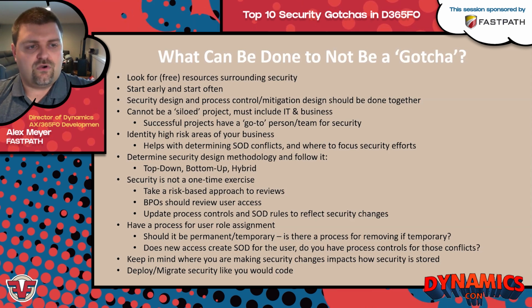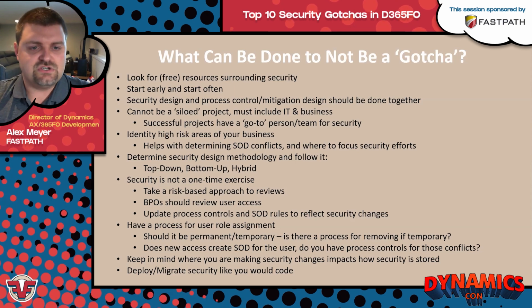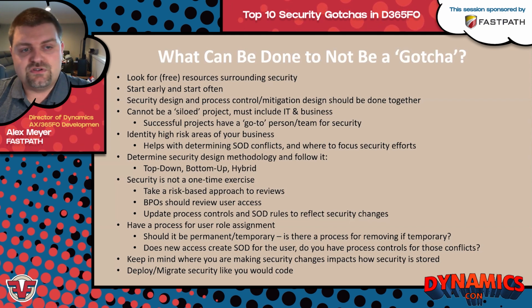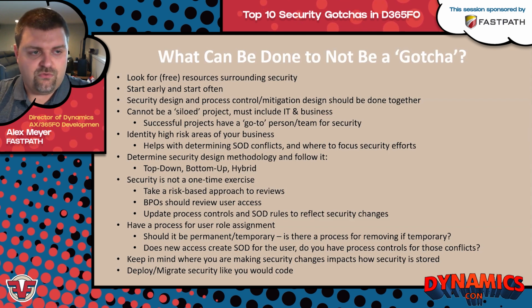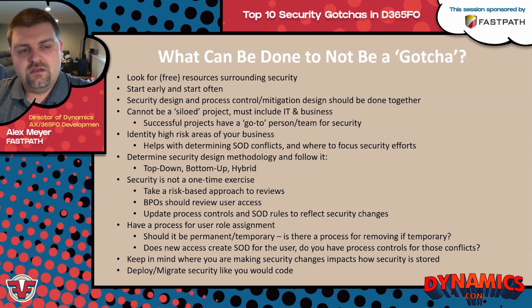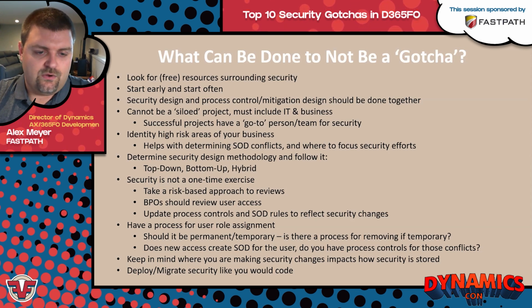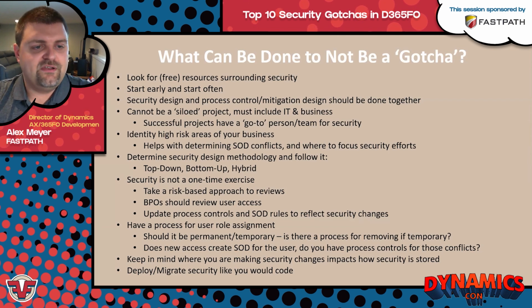If you do that and you start early and start often by making sure that it's brought up and that people are actually doing it, that's going to make sure that security stays at the forefront of your process as it's going through its upgrade or implementation. Your security design and process controls and mitigations should all be done together, right? When you're designing security, you should be looking out for SODs, conflicts, as well as designing and developing your process controls and mitigations for those. If you're doing all three of those together, that makes the process much easier, and it's not a huge mountain to climb to go back through it.